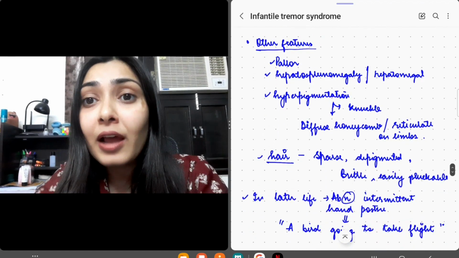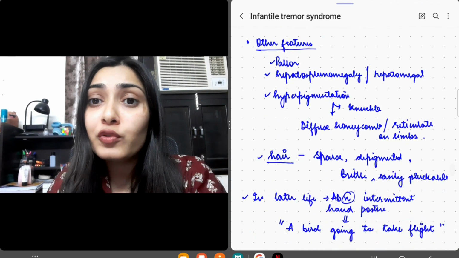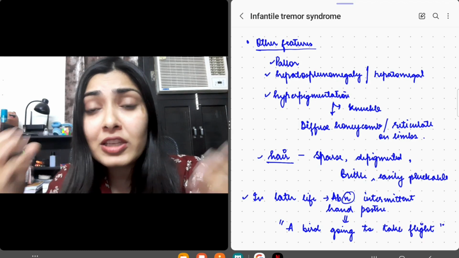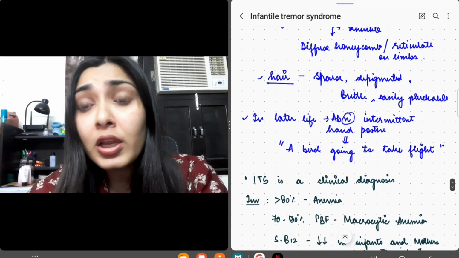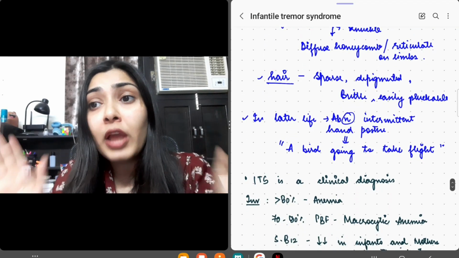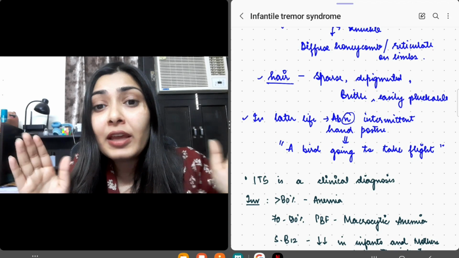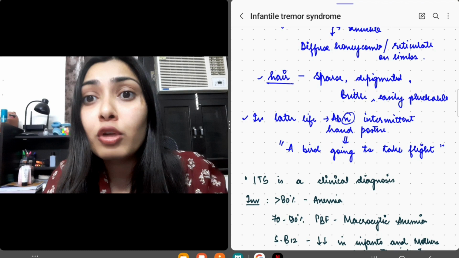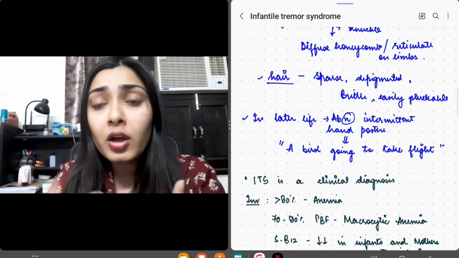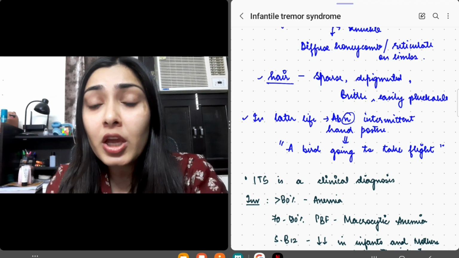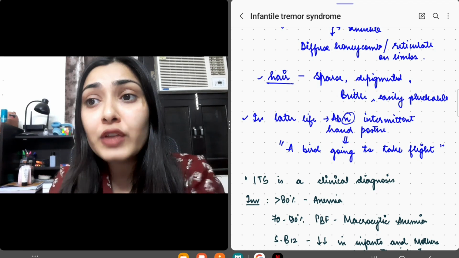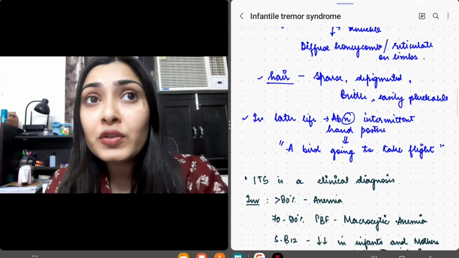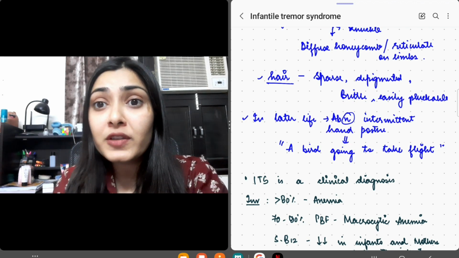The hair of that child would be classically what you see in a malnourished child. There will be very brittle hair, easily pluckable hair, very sparse hair, depigmented hair, and in later life there can be abnormal hand posturing. This hand posturing is similar to that of a bird about to take flight. Again, a term given to express the symptom. In later life, the posture of the hands would be like a bird about to take flight, right?